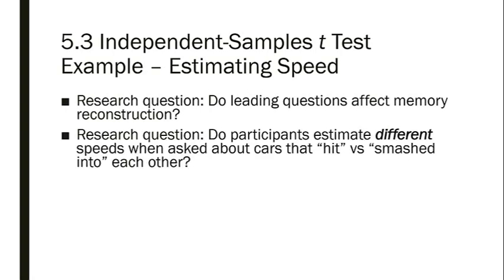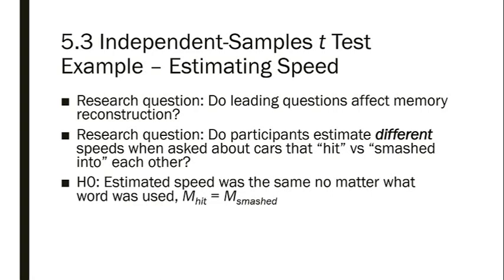So we might ask the research question, do leading questions affect memory reconstruction? That's kind of our general question. We can make it more specific to this particular study by asking, do participants estimate different speeds when asked about cars that hit versus cars that smashed into each other? Now, I don't think the pink book refers to either of these groups as experimental versus control. That makes sense because there's not really a principled rationale for calling one wording a control wording and another wording an experimental wording. So these are just two different groups, and it's an independent variable as long as participants were randomly assigned.